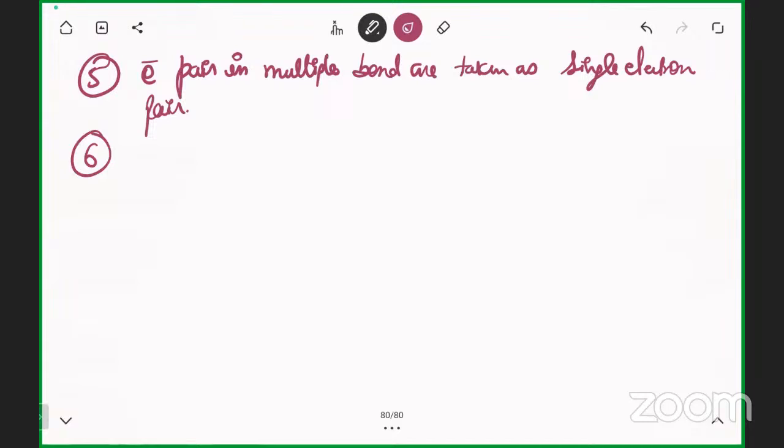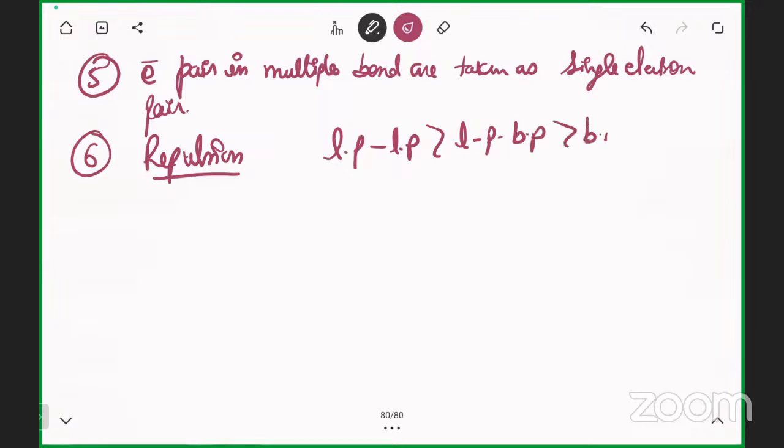Sixth point is about the repulsion order. What was the repulsion order? Lone pair-lone pair repulsion is more, then lone pair-bond pair, then bond pair-bond pair.